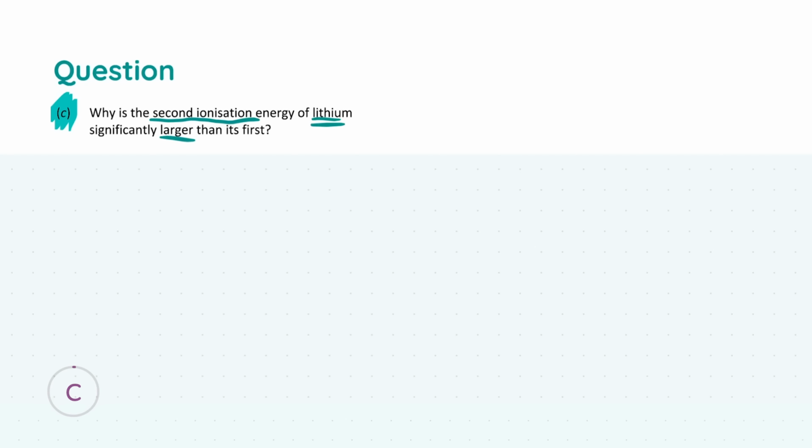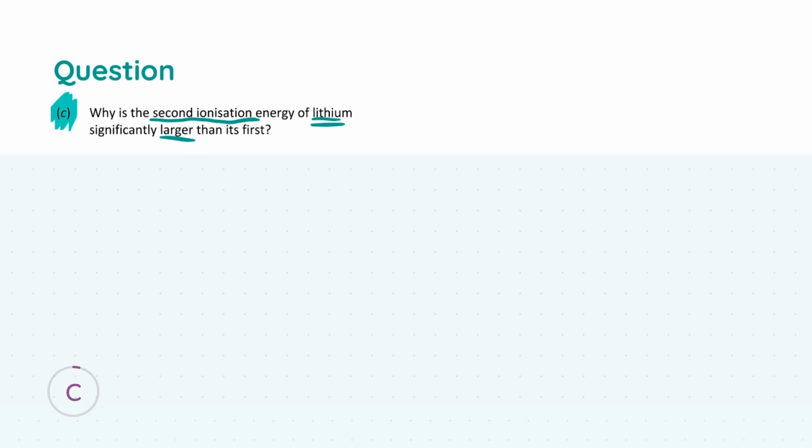So the way I always tackle these types of questions about ionization energies is I always like to look at the electron configuration, because we can figure out a lot of information and get a lot of insight into what's actually happening once we know the electron configurations. So that's what I'm going to do.